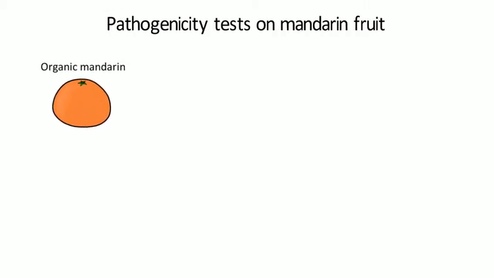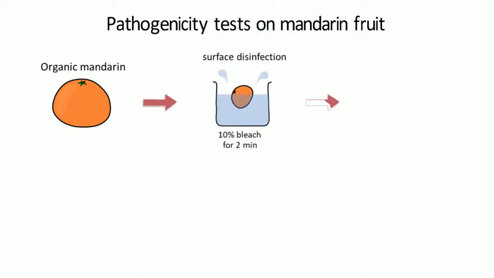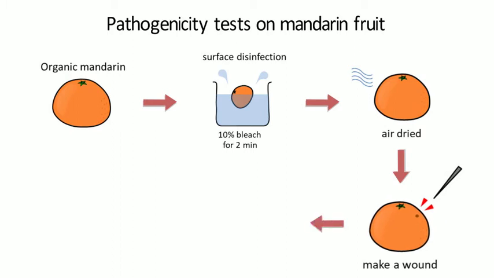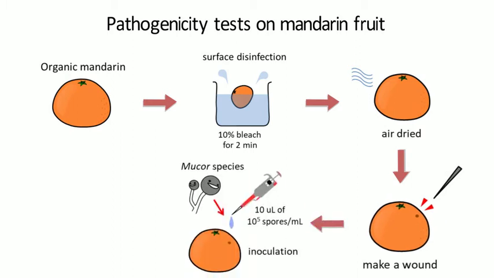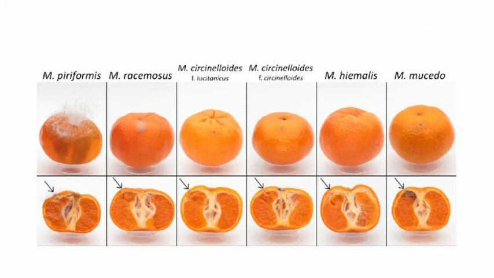Organic mandarin fruits were surface sterilized by dipping them in 10% bleach for 2 minutes. After being rinsed 3 times, fruits were allowed to air dry, a wound was made on the skin, and sporangiospore suspension was inoculated on the wound. The inoculated fruits were incubated at 5 degrees Celsius. Disease incidence and disease symptoms were recorded.